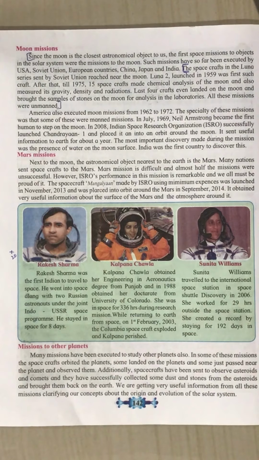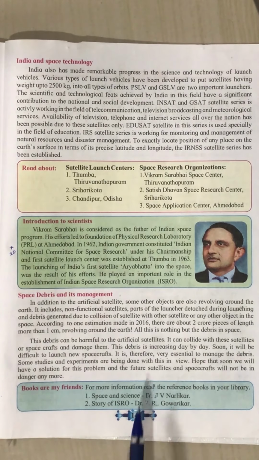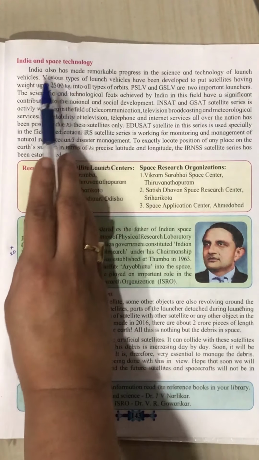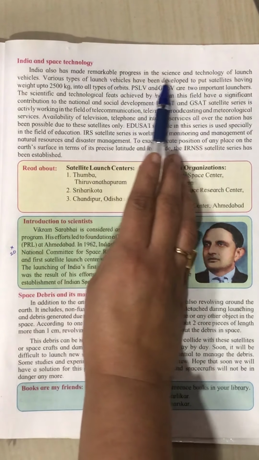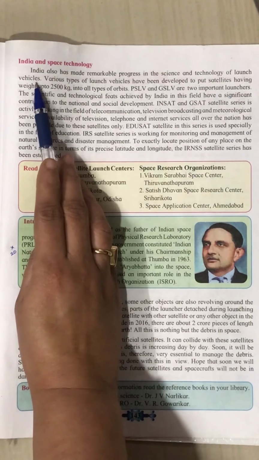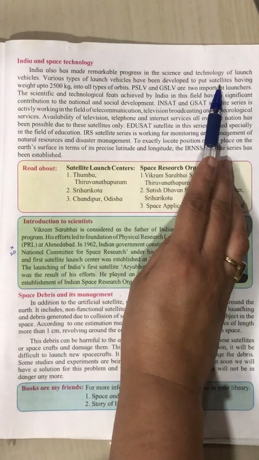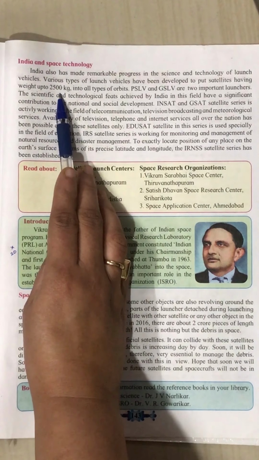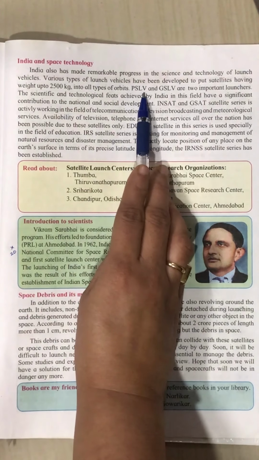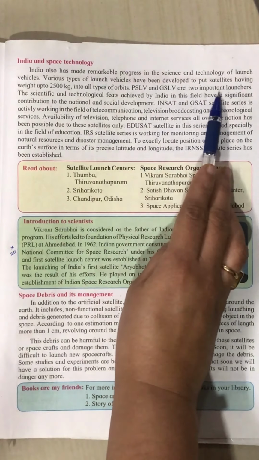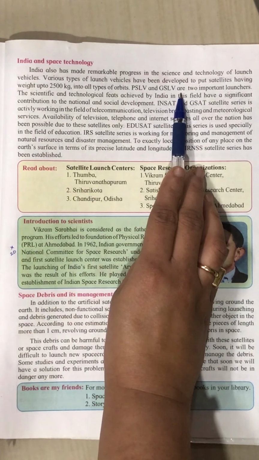Next is page number 143. India and space technology. India also has made remarkable progress in the science and technology of launch vehicles. Various types of launch vehicles have been developed to put satellites having weight up to 2500 kg into all types of orbits. PSLV and GSLV are two important launchers. You may underline this. This is an important question.